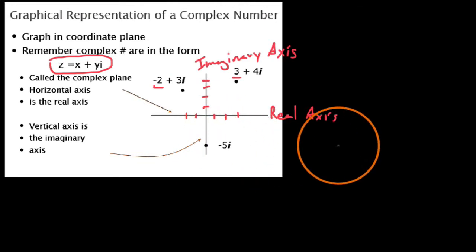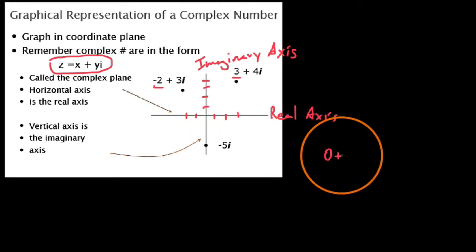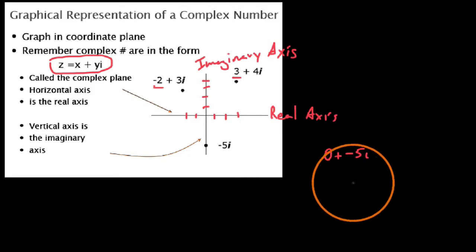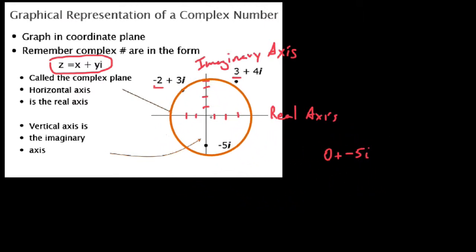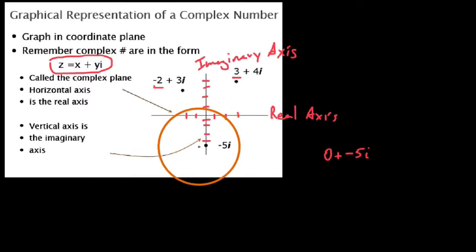And then last but not least, negative 5i. Let's just recall that that's the same thing as 0 plus a negative 5i here. So we would basically be going left and right none, and then down 5 from the origin, 1, 2, 3, 4. And that would be that number right there. So graphing these things is pretty simple to do in the complex number plane.